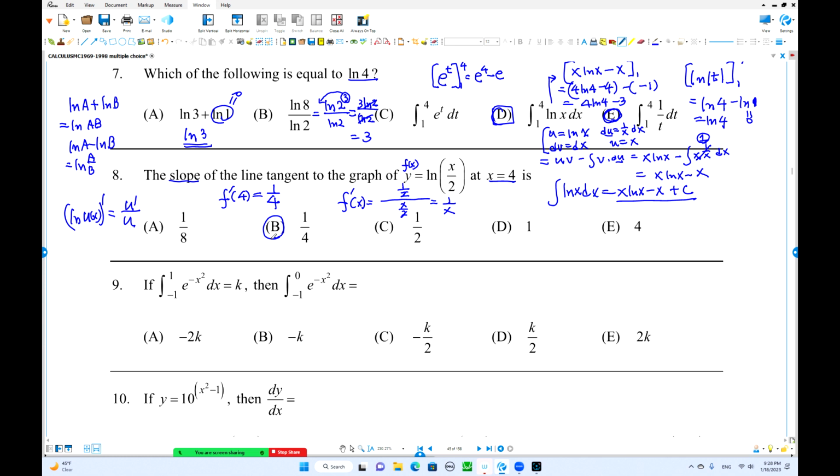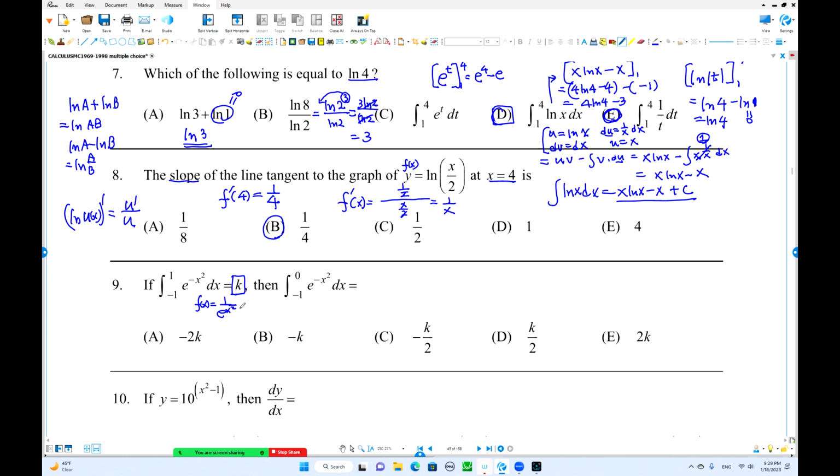Okay, number 9, the area under the curve e to the negative x squared from negative 1 to 1, that is the area given by the number k. Okay, what is this graph? I'm going to find out this graph. Actually, this graph f of x equals 1 over e to the x squared, right?